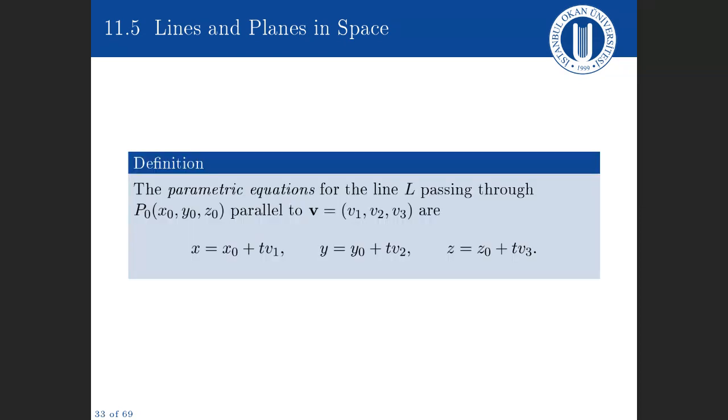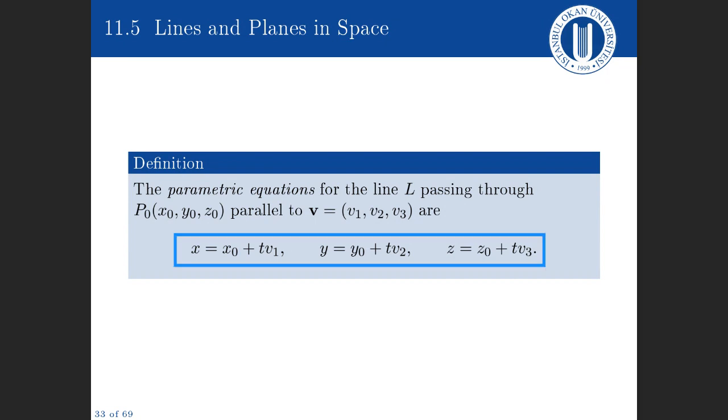These are called the parametric equations for the line L, which passes through the point P0 parallel to the vector V. x is equal to x0 plus tv1, y is equal to y0 plus tv2, and z is equal to z0 plus tv3.